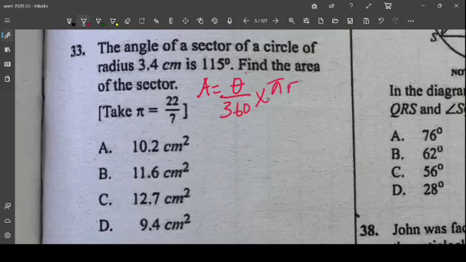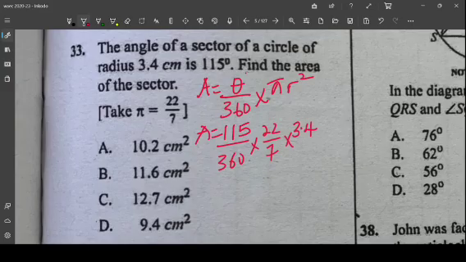times pi r squared. If you look at the question, we are given our theta, we also have our pi, we have our radius squared. All right. So proceeding further, I have that my area equals 115, which is the angle, all over 360 times pi, which is 22 over 7, times the radius, which is 3.4 times 3.4. That's r squared. So I just need to punch this in my calculator and I'll get an answer.